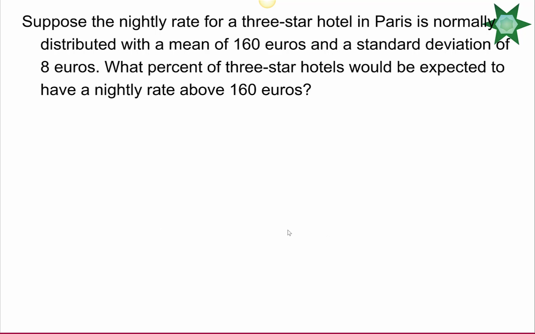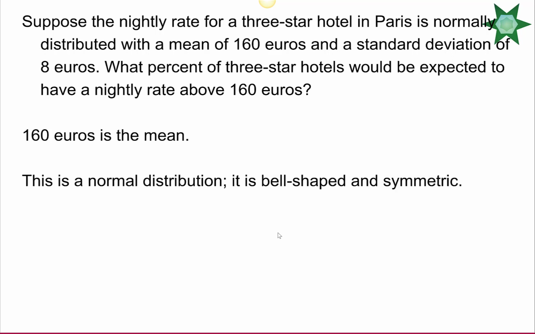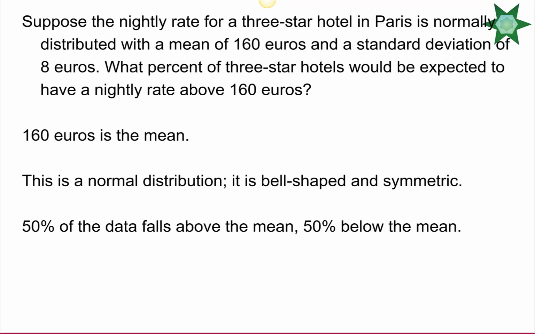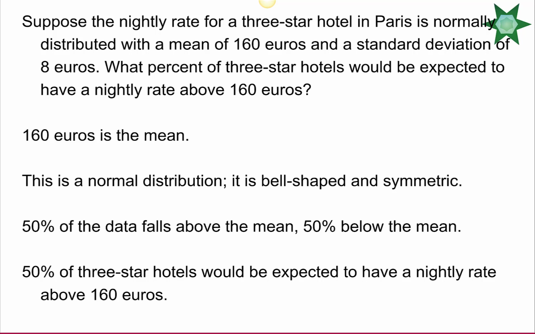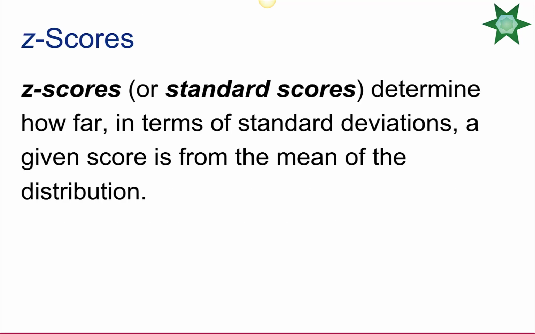What percent of 3-star hotels would be expected to have a nightly rate above 160? Now notice that 160 euros is the mean. Remember, in a normal distribution, the mean is right in the middle of the distribution. 50% of the data is above it, 50% is below it. So 50% of the 3-star hotels would be expected to have a nightly rate above 160 euros.